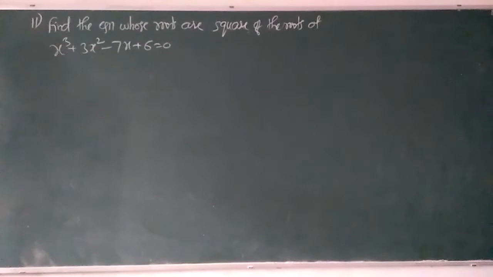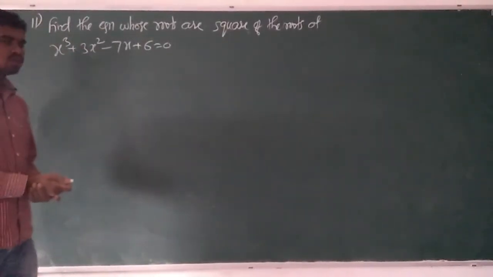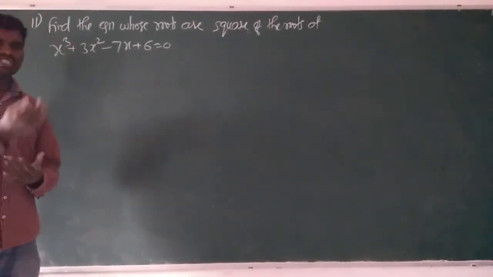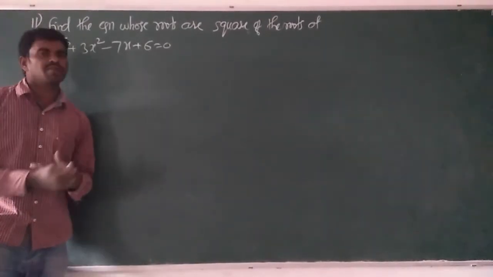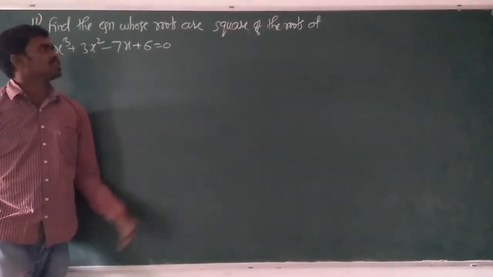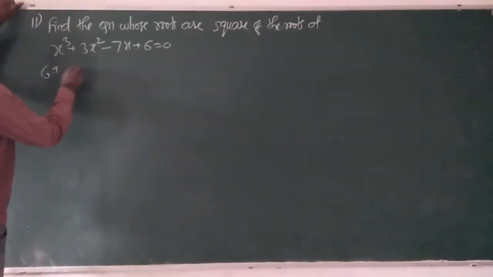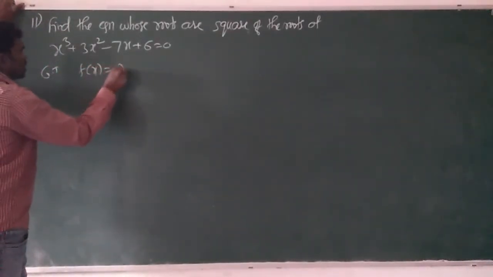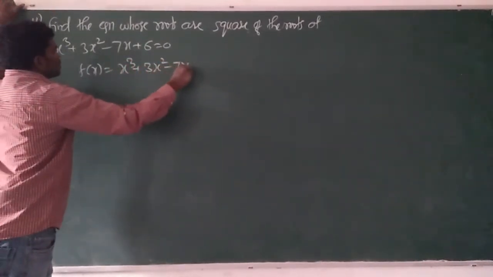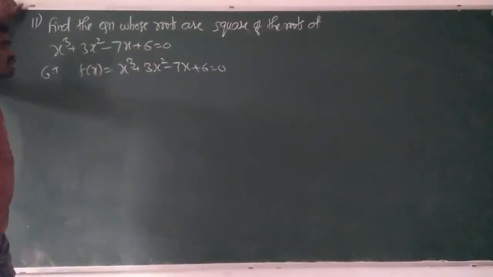So, the last question according to my material is this. If you are more interested, please open the textbook and solve the remaining problems. Now you can solve them based on these concepts. So, given that f of x is equal to x cube plus 3x square minus 7x plus 6 is equal to 0. What is the condition? Square of the roots.